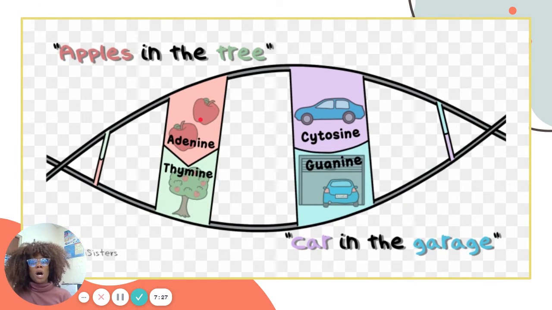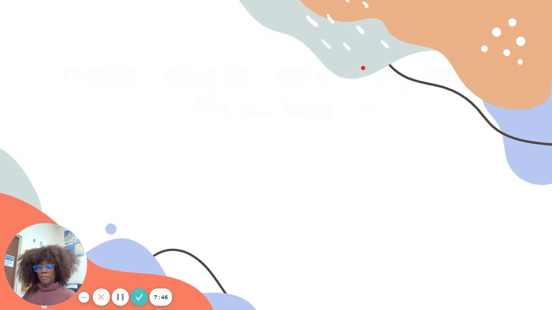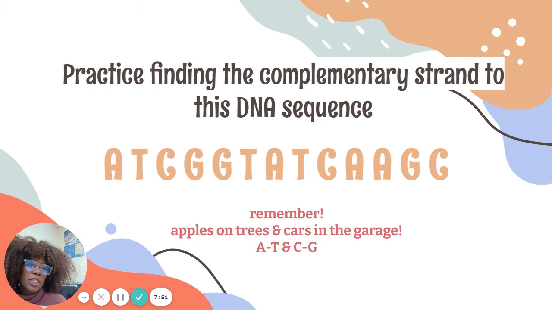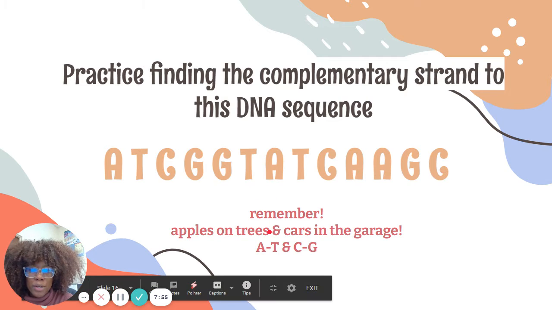An easy way to remember the complementary pairing rules in DNA is by remembering this little rhyme. Apples in the tree. So adenine pairs with thymine because apples go on trees. And cars go in garages. Cytosine pairs with guanine. So A and T pair up, C and G pair up. Now we're going to do some practice finding the complementary strand to this DNA sequence. Remember, apples go on trees and cars go in the garage. A pairs with T and C pairs with G.